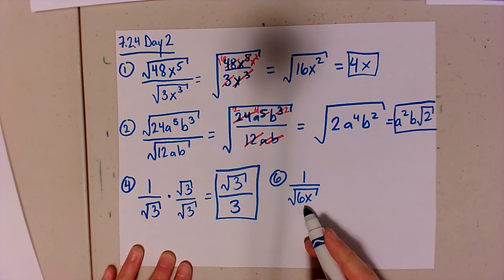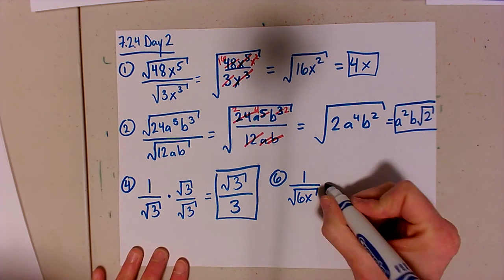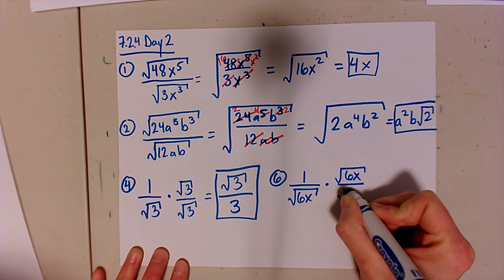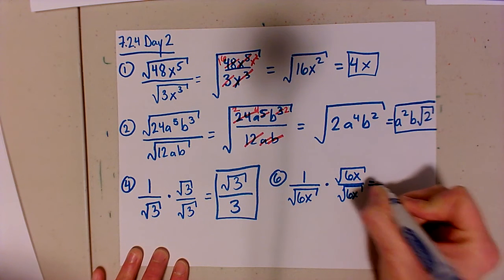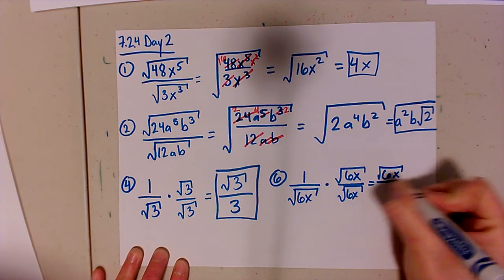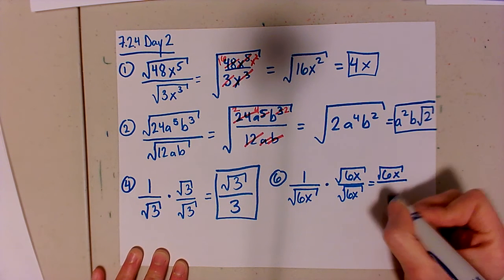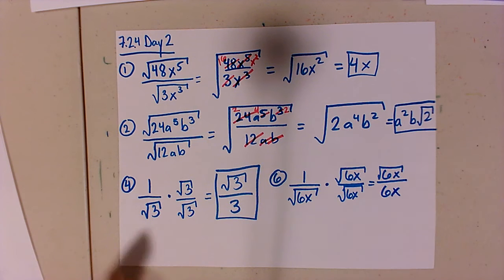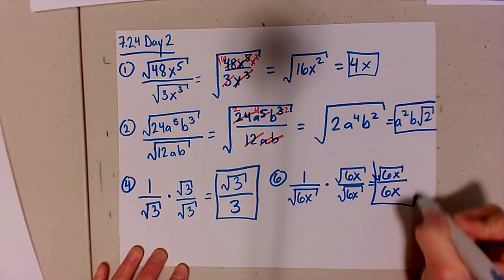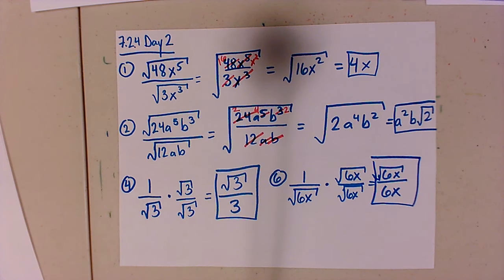Now we've got a variable inside our radical, but same thing, we'll multiply by root 6x over root 6x. So up top, we'll have just root 6x, and then down below my square root will cancel, and so I have a 6x. And then with that, we can't do anything more, so that's our answer, and we're all done. We've got root 6x over 6x.